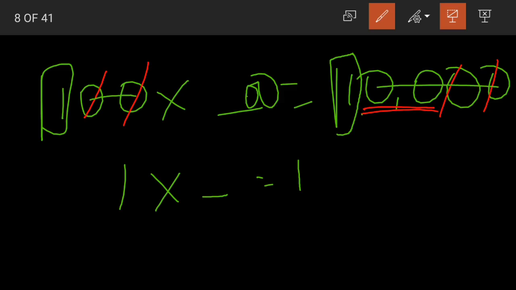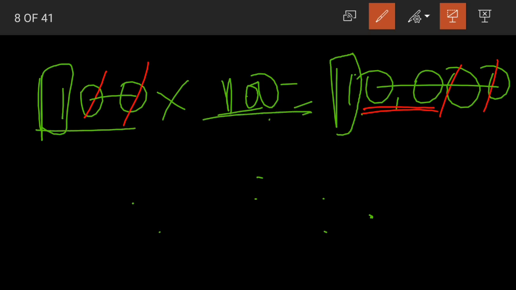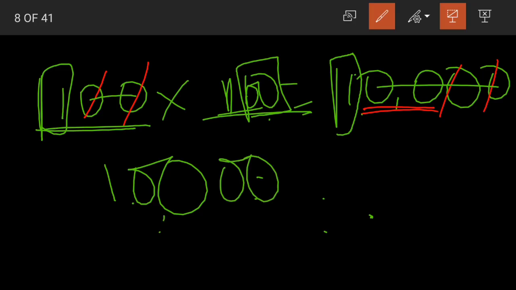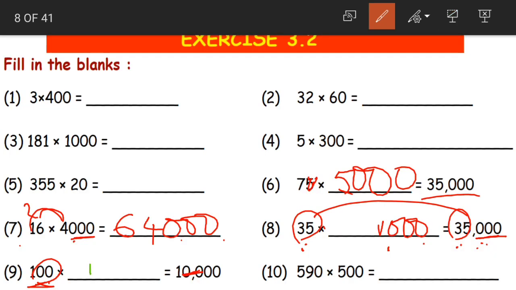Yes or no, children? Now coming to the non-zero numbers, 1 into dash is equal to 1. Is it 10? No. 1 ones are 1. So from this what can we conclude? That 100 into 100 is equal to 10,000. See, multiply and see. 100 into 100. First writing the number as it is. In 100 we are having 2 zeros. So placing 2 zeros in the product. So what is the answer? 10,000. The same as the given product. So 100 into 100 is equal to 10,000.